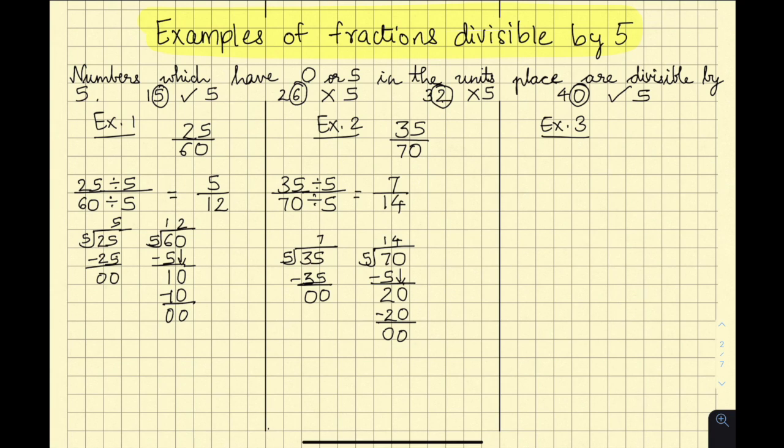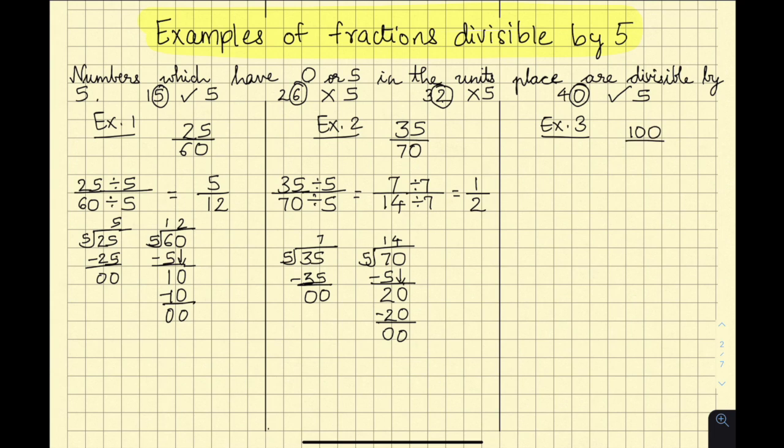Now if you check both 7 and 14, you will see they both go in the table of 7. 7 ones is 7 and 7 twos is 14. So we divide both of them further by 7. 7 divided by 7 is 1, 14 divided by 7 is 2. Now 1 and 2 cannot be reduced further, hence 1 over 2 is the simplest form of the fraction 35 over 70.